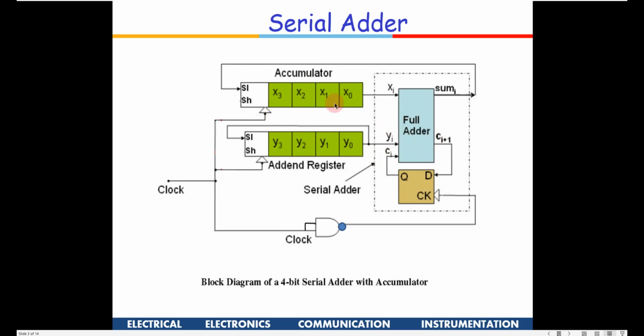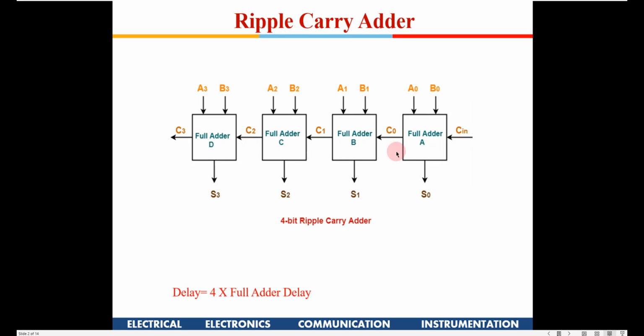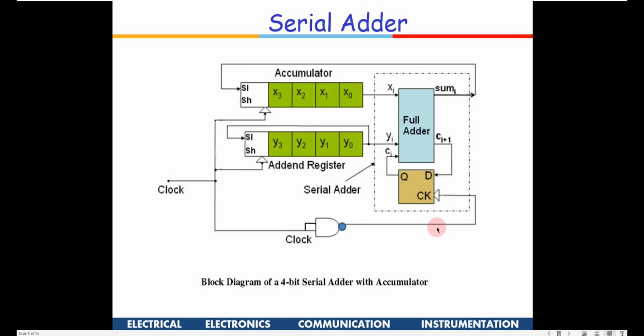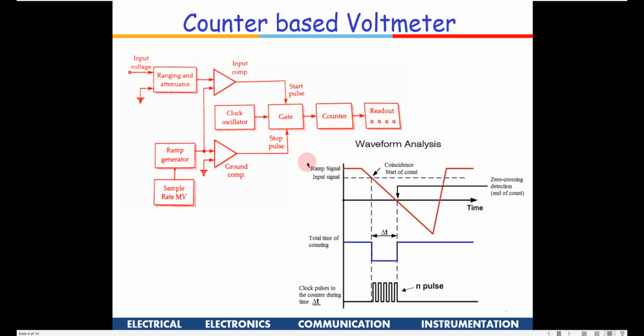Only one full adder and 2 registers are used here, whereas in this case 4 full adders have been used here. So obviously there is a saving of hardware. Okay. So this is known as a serial adder. And now one more application if I take, this is known as a counter based voltmeter.